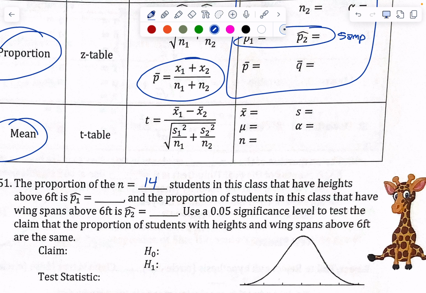Whose height is above 6 foot? Bill. So 1 out of 14. And that is 0.071. Let's just go 0.07. Okay.